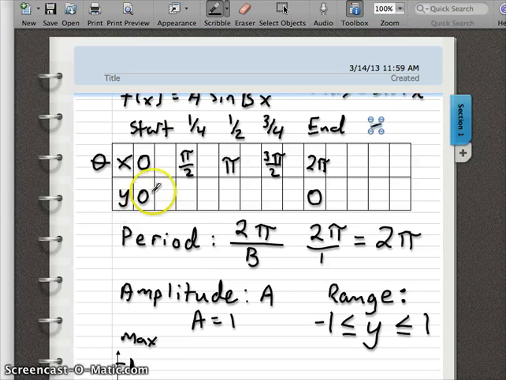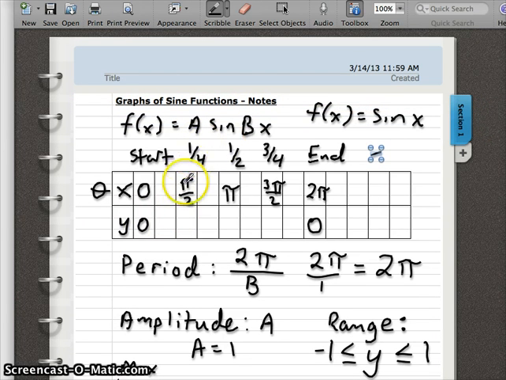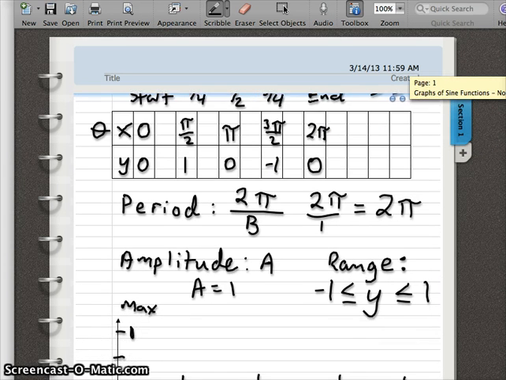Let's figure out what the y value is going to be for each of these. If I plug it in, this is going to be my input right here. So if I take the sine of pi over 2, I should get 1. Now if I take the sine of pi, I should get 0. And if I take the sine of 3/2 pi, I should get negative 1. So there's my 5 key points. So I'm going to plot them on my graph.